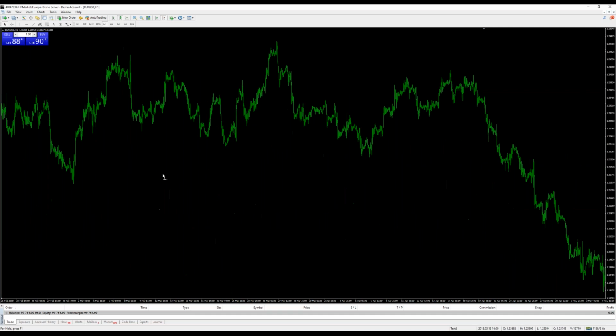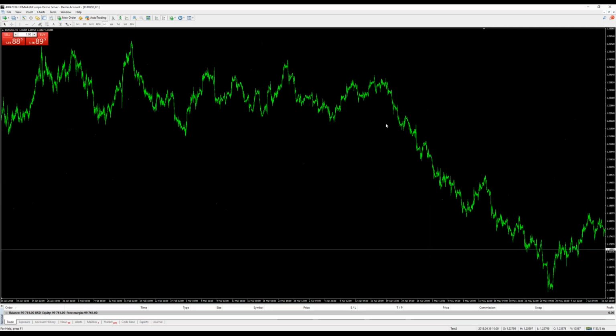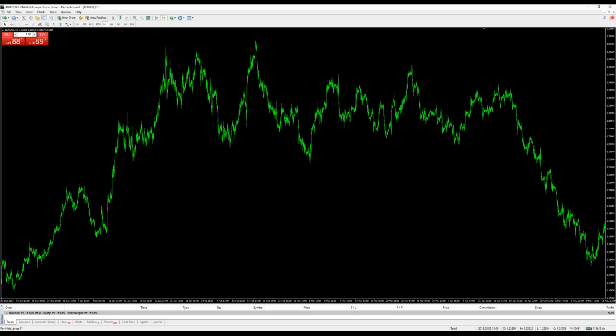In a ranging market, you have to draw it from the very low point of the established range to the very high point of the established range. Okay, preferably from the left to the right for the easiest analysis, right?